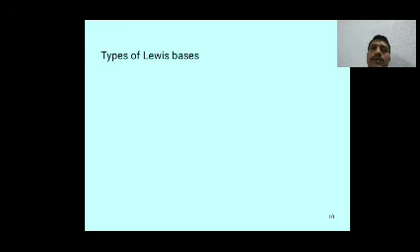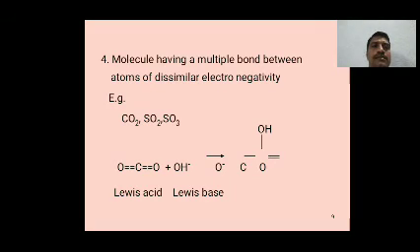Molecules containing a double bond between dissimilar atoms, like CO2, SO2, and so on. Elements with an electron sextet, such as oxygen, sulfur, selenium, tellurium, are acids. Carbonium ions, CH3+, C2H5+, also act as acids.